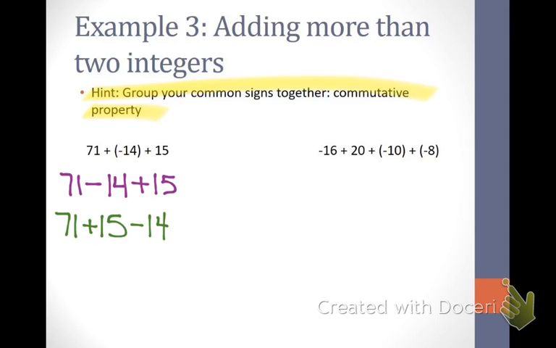Could I work it left to right? Absolutely, I could. But it does make it easier if I group my positives and negatives. Maybe not specifically for this one, but when I have multiple negatives grouped together and I can add and keep, that is helpful. All right, so 71 plus 15 gives me 86, and 86 minus 14 gives me 72.